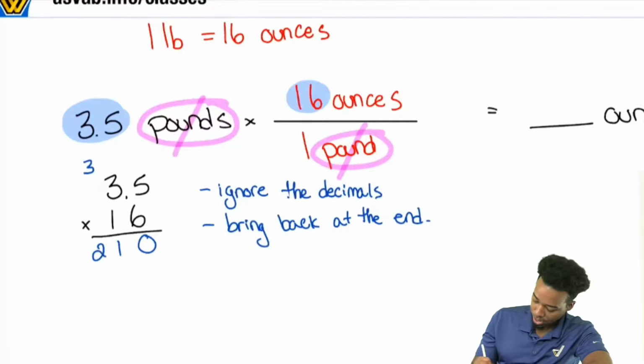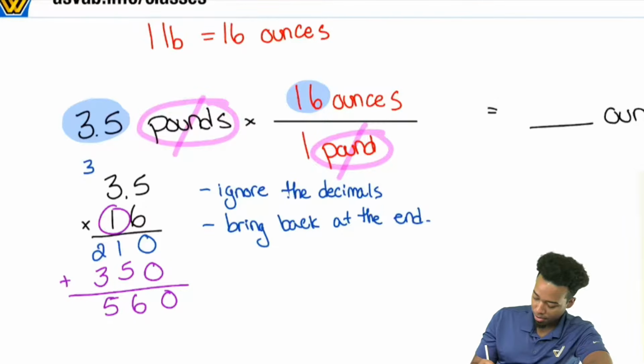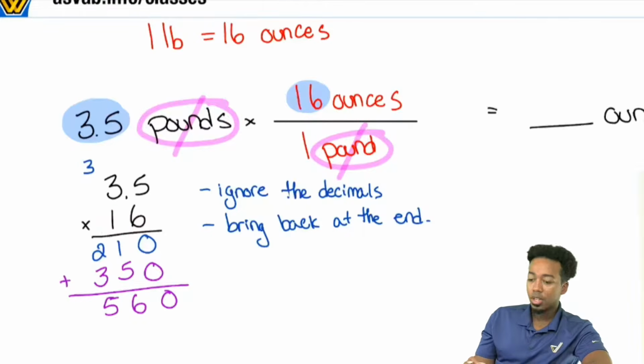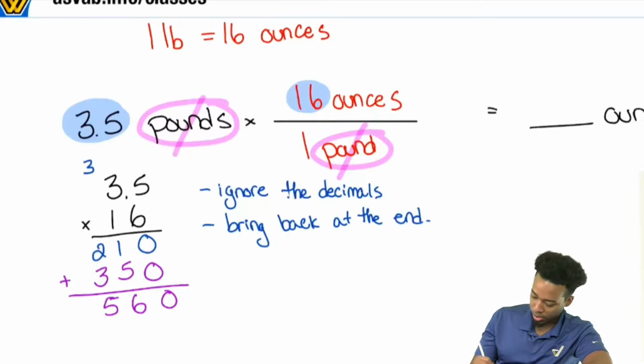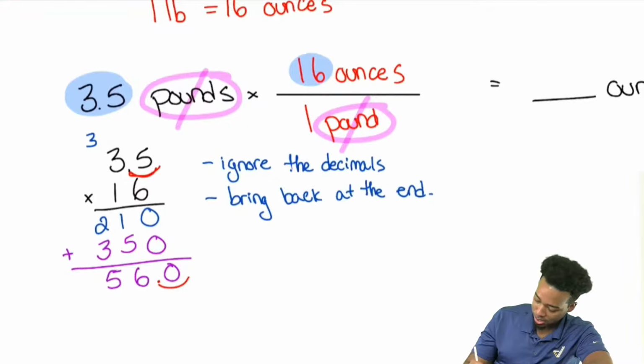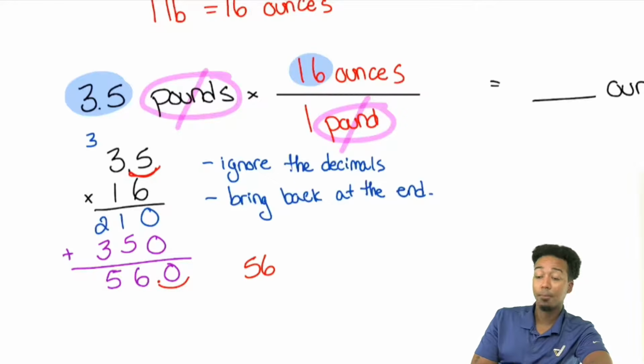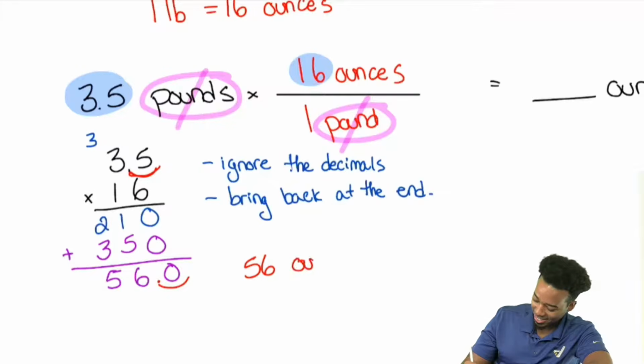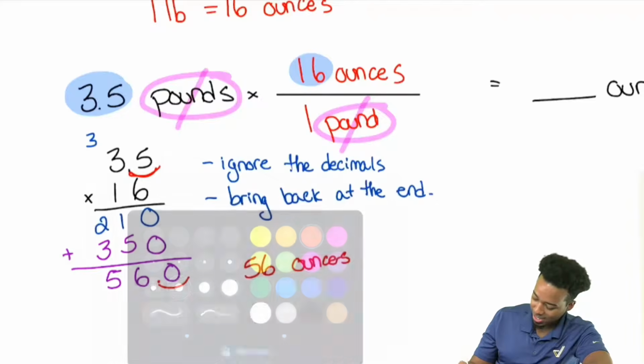Next row, we drop a 0 because now we're going with the 1. 5 times 1 is 5. 3 times 1 is 3. Then we add these up. We'll have 0, 6, and 5. How many decimal places are we bringing back? Just one, right there, and that'll be 56. It's 56 what, everybody? 56 ounces. That's right. And there's our answer.